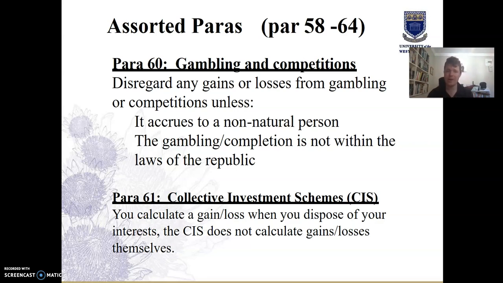Para 61, collective investment schemes. That is basically when you have something like a retirement annuity, stuff like that. The scheme itself does not calculate gains or losses when they sell. The actual person who owns a share of the collective investment scheme has to do it themselves. What this means is you only calculate a gain or loss when you dispose of your interest in your retirement annuity, not when your retirement annuity buys or sells assets. Awesome. Bit of a story.